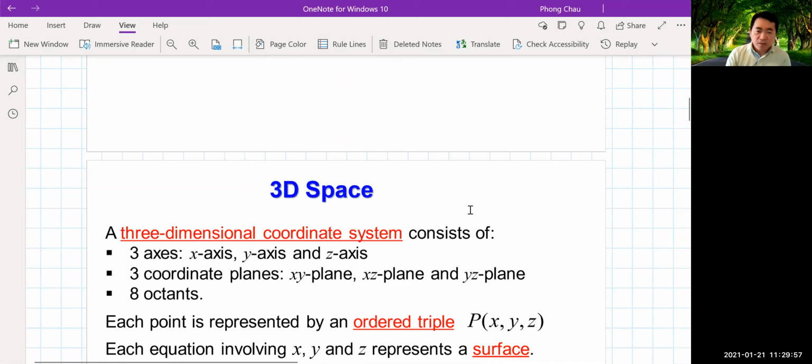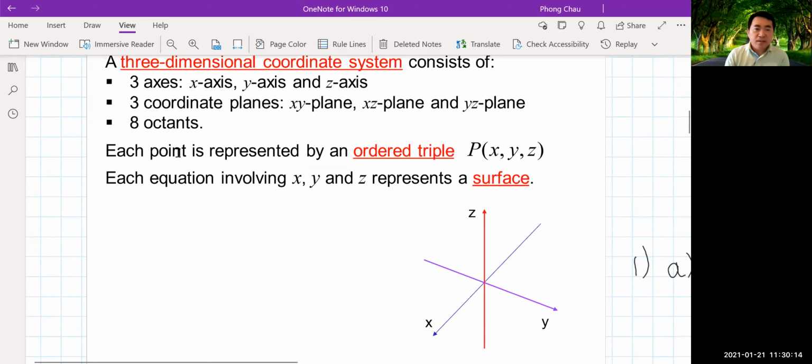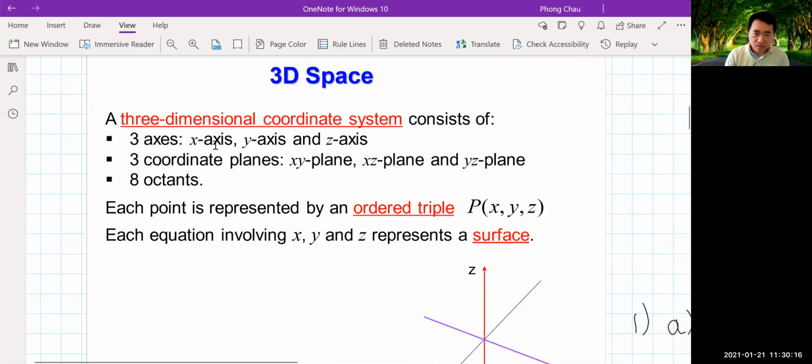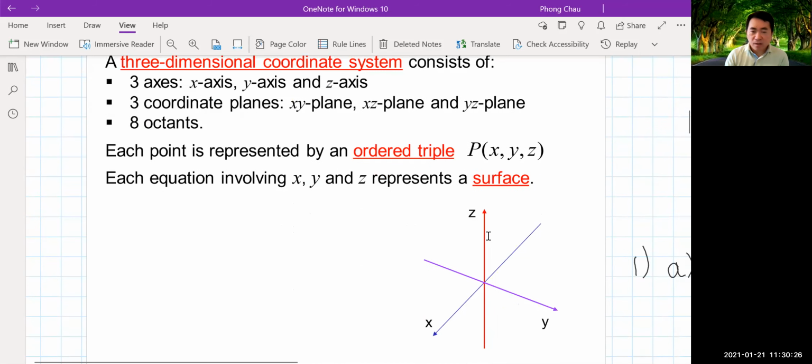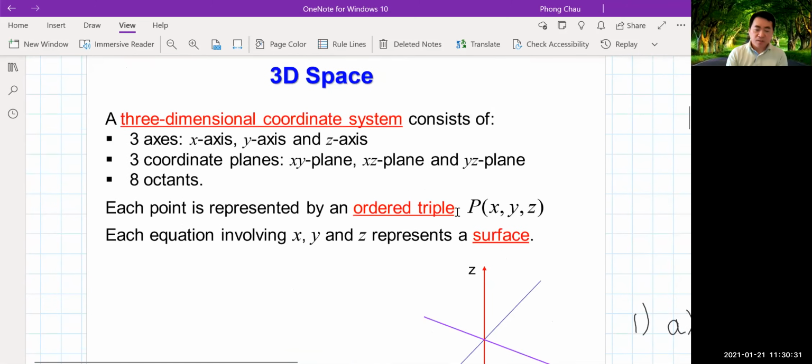In three-dimensional space, we introduce a coordinate system that has three parts. We call it the three-dimensional coordinate system. It consists of three axes: the x-axis, the y-axis, and additionally the z-axis. Now, if you look down here, we changed the orientation a bit.